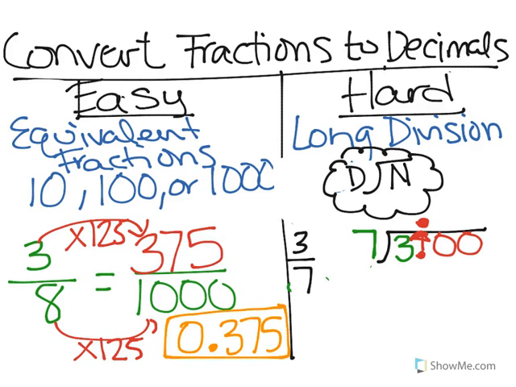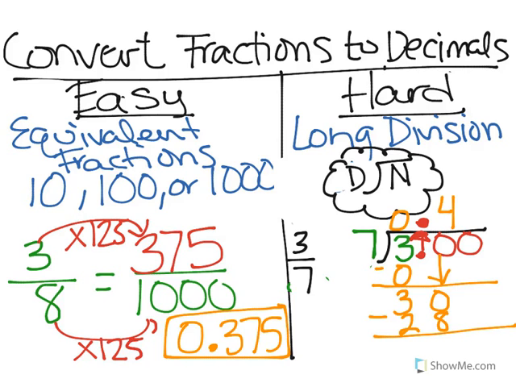7 goes into 3 0 times. 0 times 7 is 0. 3 minus 0 is 3. I bring down my next 0. 7 times 4 gives me 28. And I subtract. Okay, this becomes a 2, a 10. 10 minus 8 is 2. 2 minus 2 is 0. Bring down my 0. Okay.